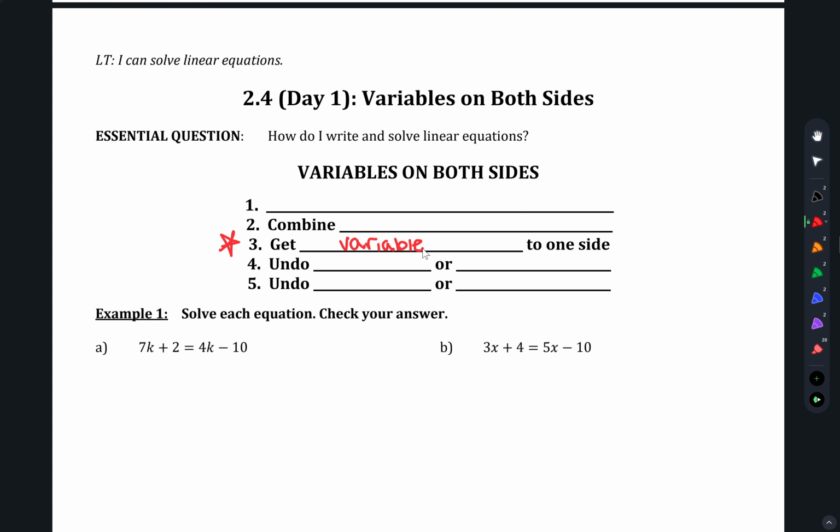Number 1, we always start with distribute, if possible. After we distribute, we check for like terms and combine them if we have them. Then this is where we insert our extra, new step, which is get the variables to one side. And we are going to be doing this using addition and subtraction.